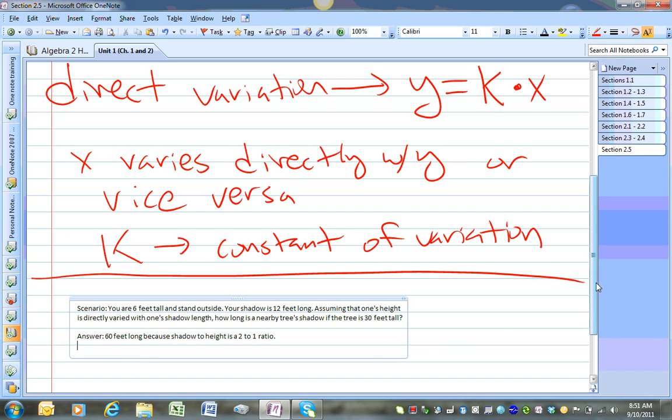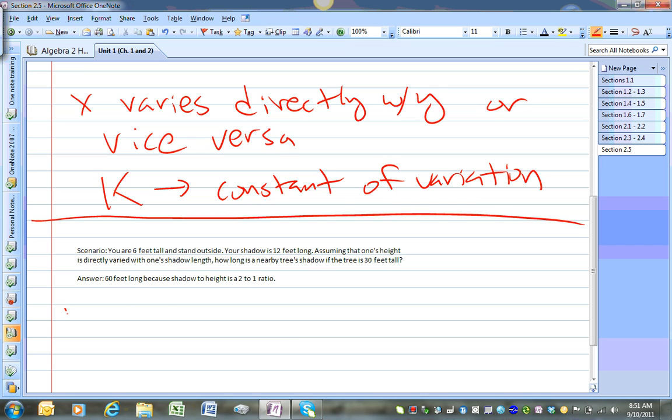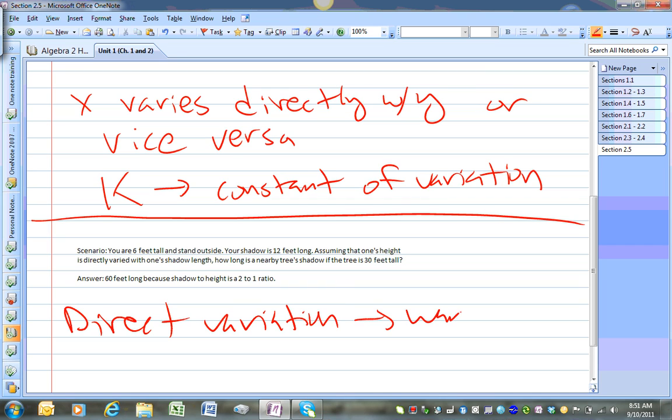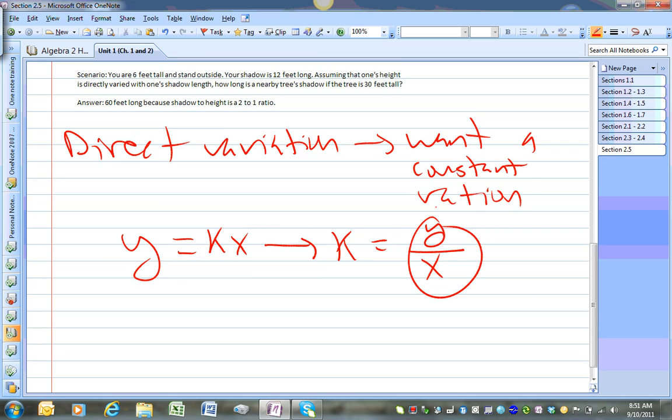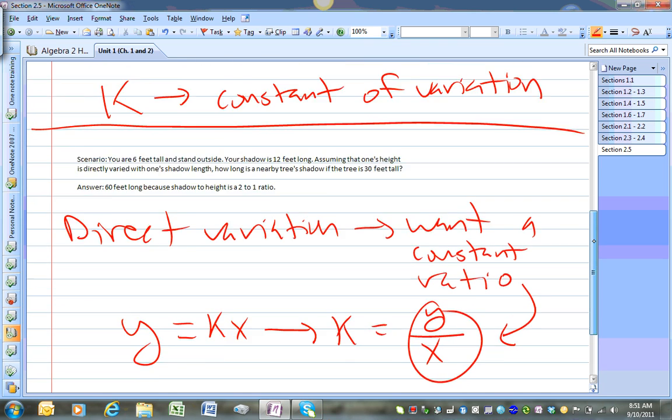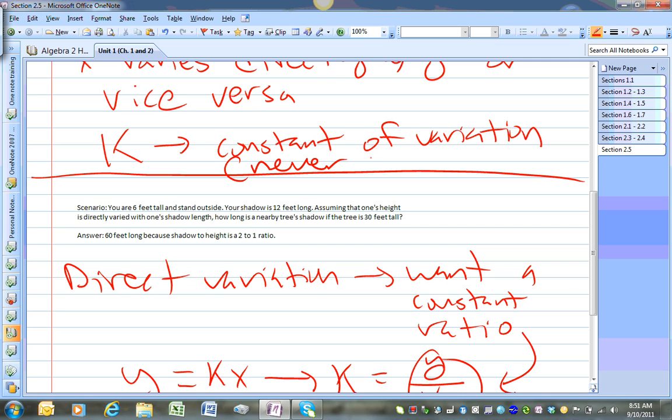And that's the kind of thing with direct variation. For direct variation, you want a constant ratio. So that means that y equals kx can be written like this: k equals y over x. Not ration, sorry. I meant ratio. So if two variables are directly varied with each other, those two variables will always be in the same ratio. Because again, k is a constant, never changes. Okay.